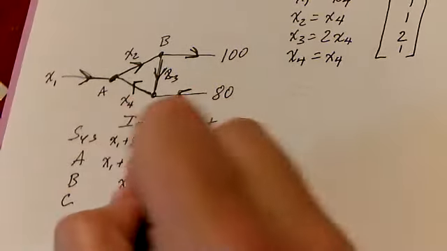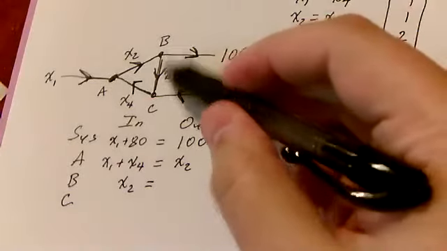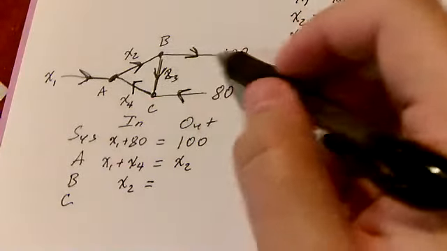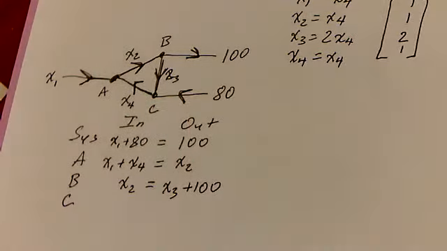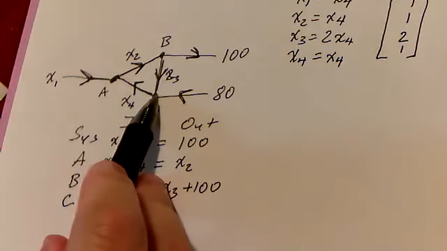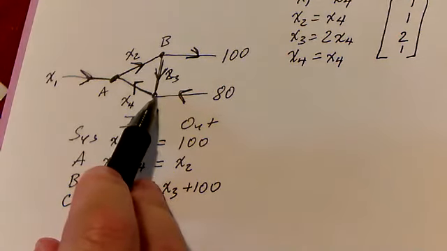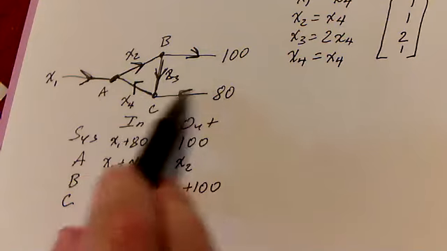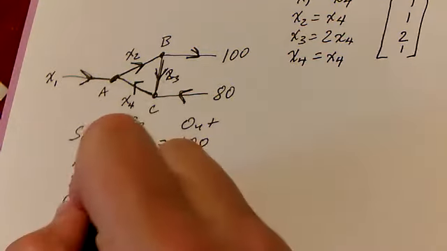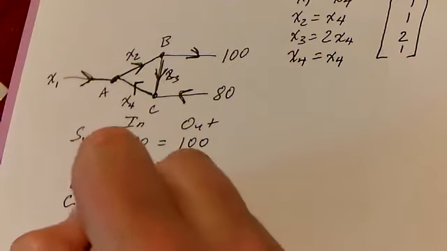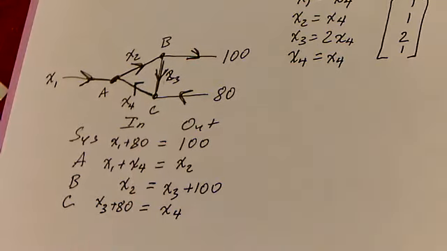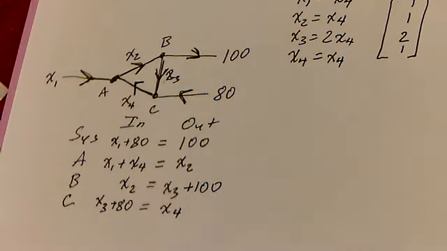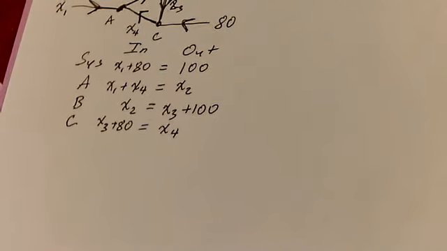At point B, I have x2 coming in. That's the only thing coming in. But I have a couple things going out. I have x3 going out, and I have 100 going out. So x3 plus 100 going out. At point C, I have this arrow for x3 coming in. I also have an arrow for x4 going out. I also have this 80 coming in. So coming in, I have x3 plus 80, and going out, I have x4. So now I have 4 equations and 4 variables, so I can set this up as a system.